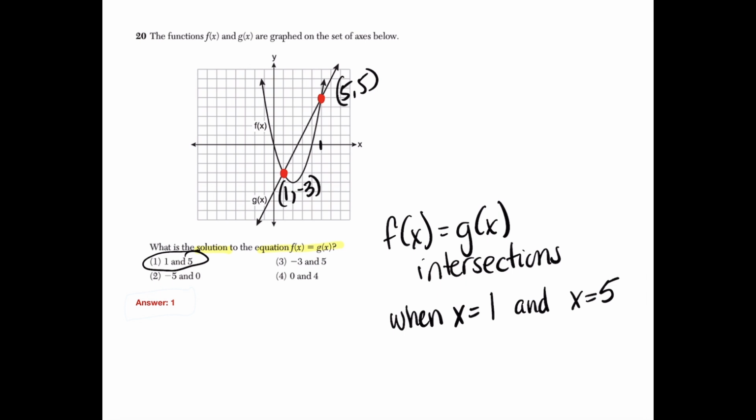A real common mistake that I can see a lot of students making here is they may find when y is equal. So they may have had 5 and negative 3. So if you had picked 3, it's because you chose when y is equal, the y instead, and that was your mistake. Okay, hit pause and jot this down into your notes.